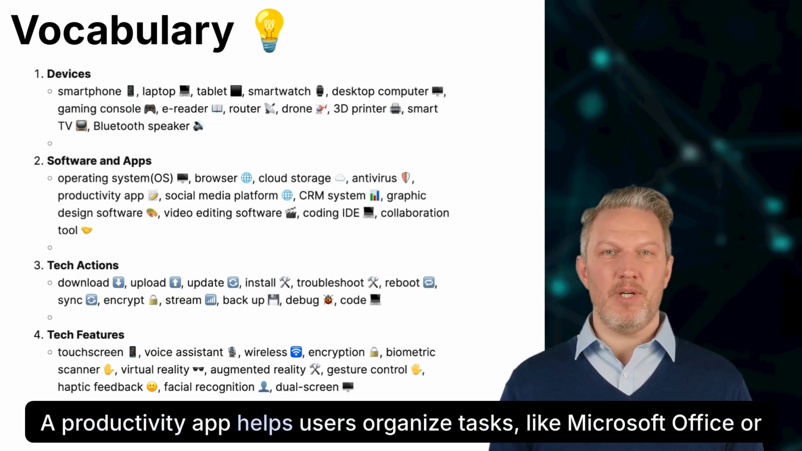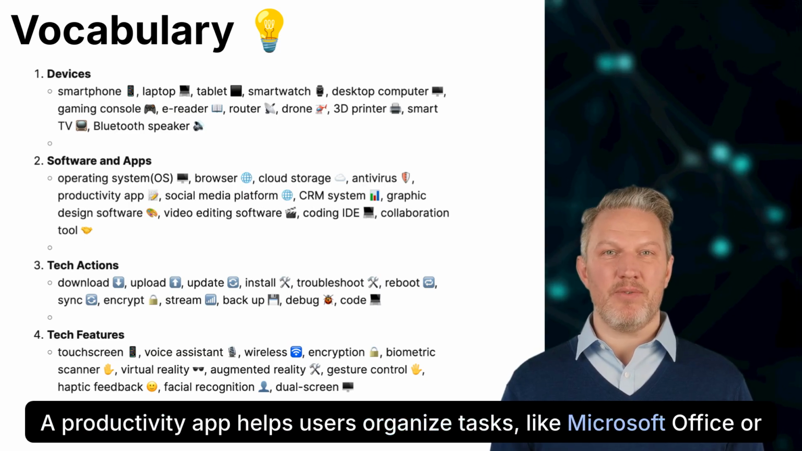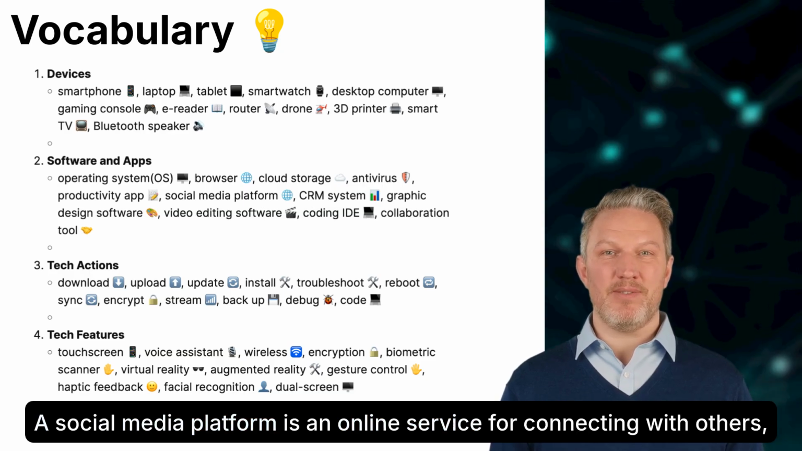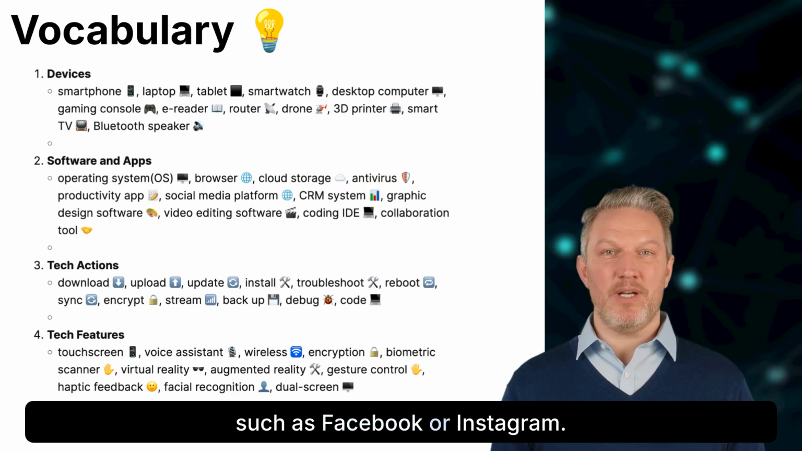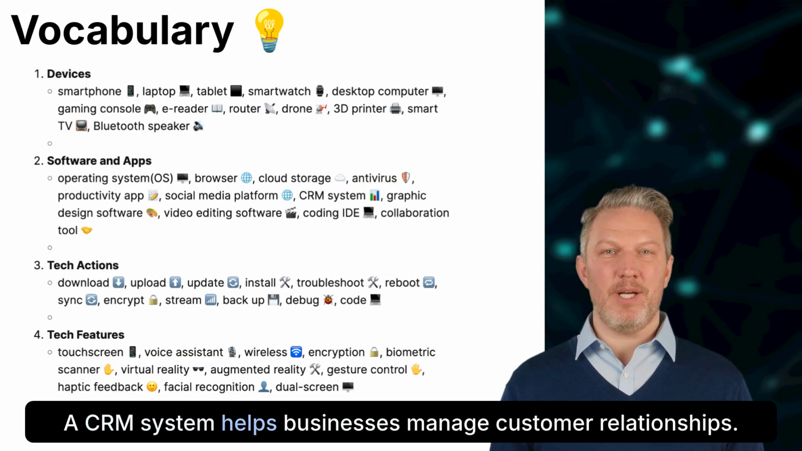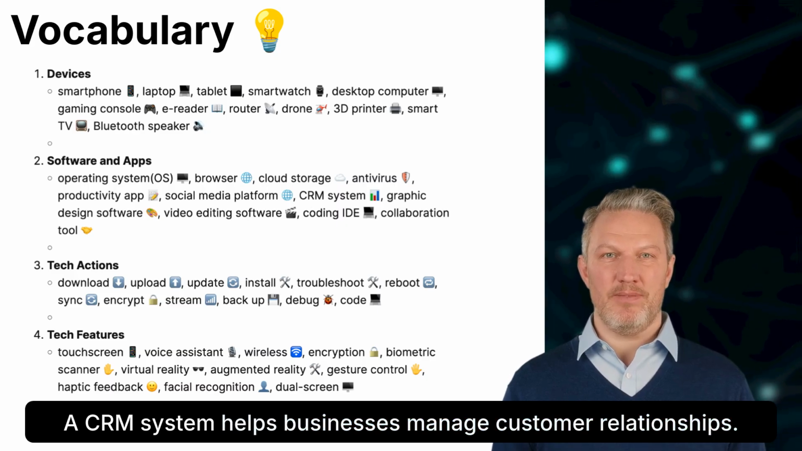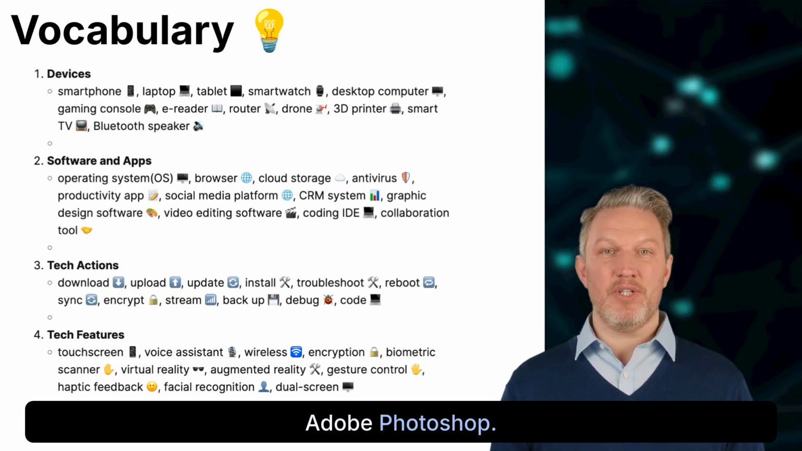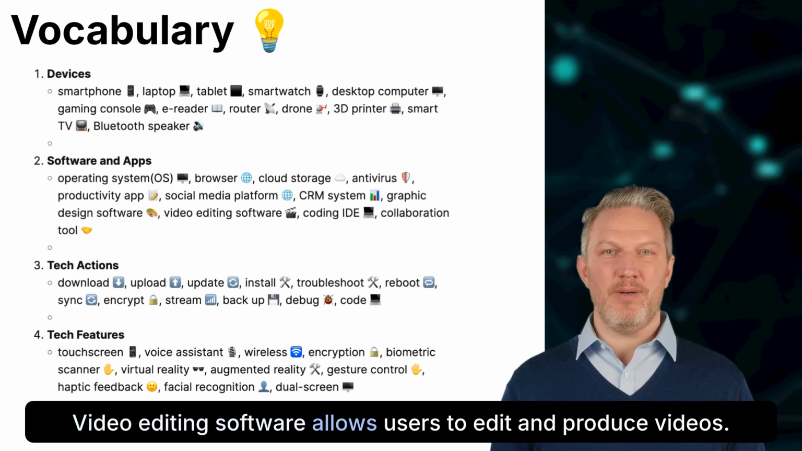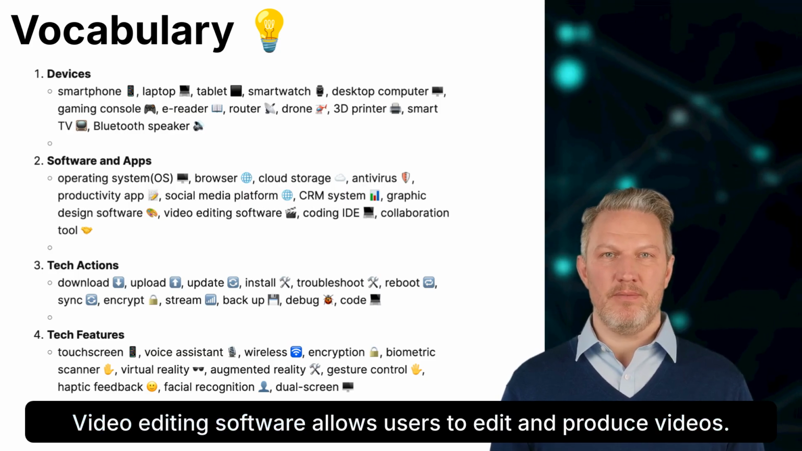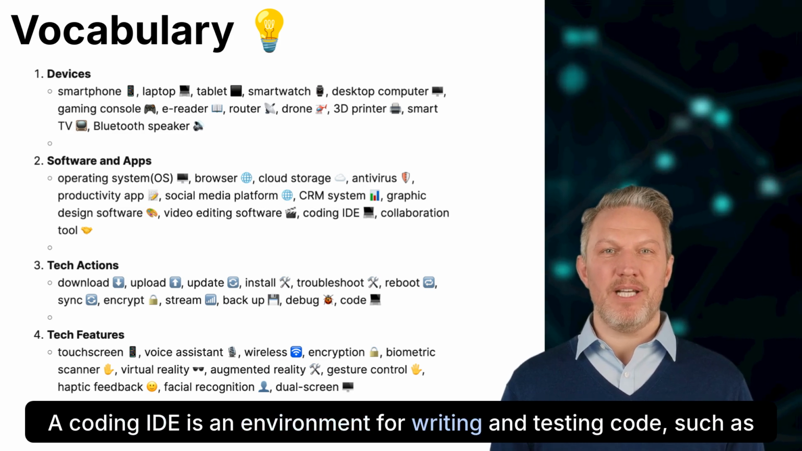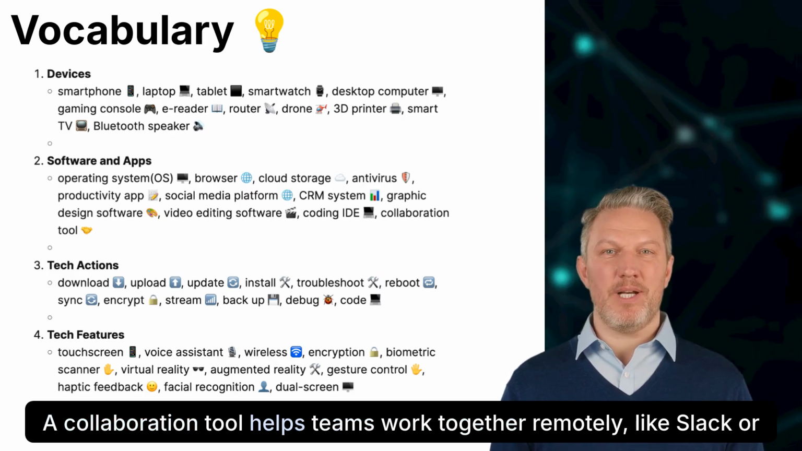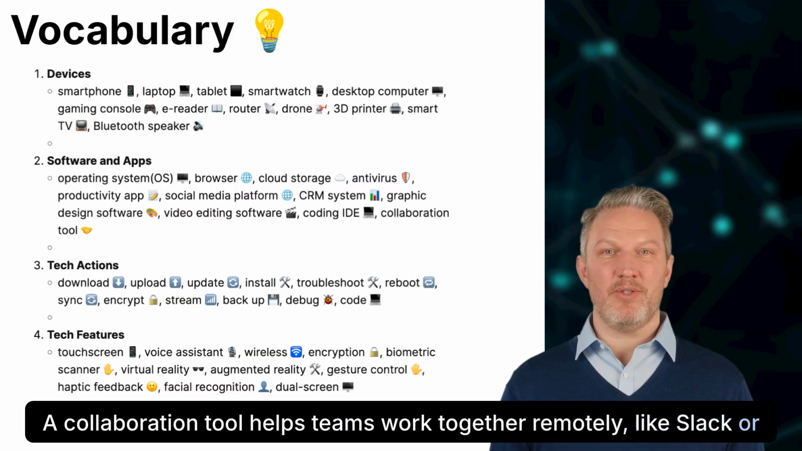A productivity app helps users organize tasks like Microsoft Office or Google Docs. A social media platform is an online service for connecting with others, such as Facebook or Instagram. A CRM system helps businesses manage customer relationships. Graphic design software is used to create images and visuals like Adobe Photoshop. Video editing software allows users to edit and produce videos. A coding IDE is an environment for writing and testing code, such as Visual Studio Code. A collaboration tool helps teams work together remotely, like Slack or Trello.